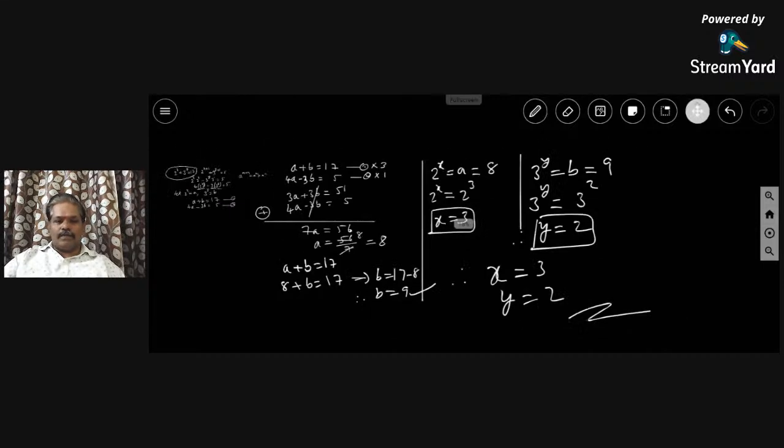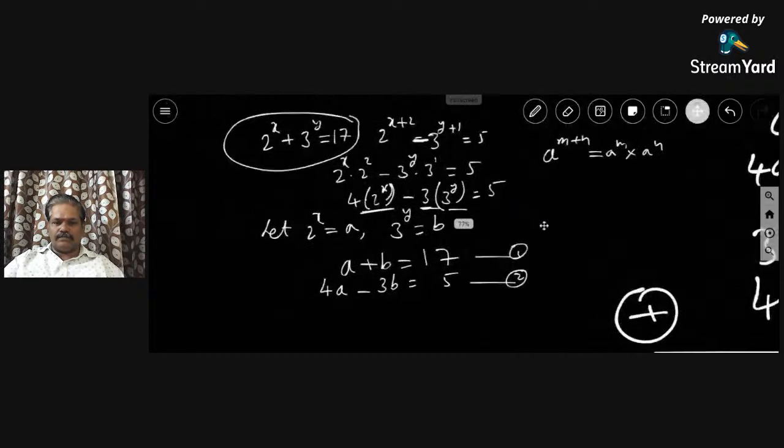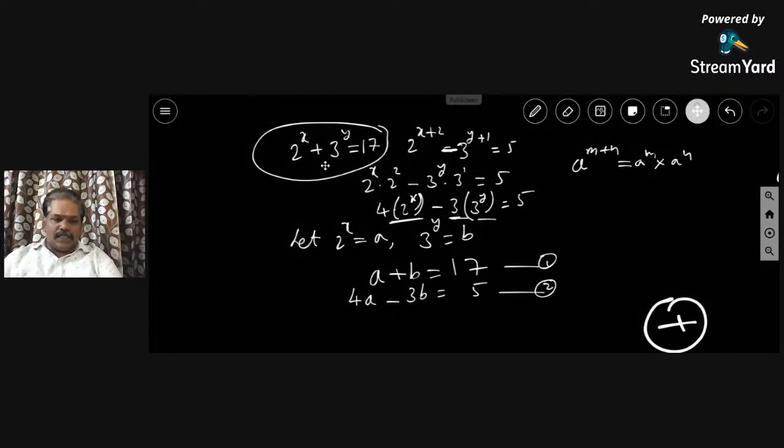From the starting, I'll try to explain the whole sum once again. The given equation is 2 to the power of x plus 3 to the power of y equal to 17, and the second equation is 2 to the power of x plus 2 minus 3 to the power of y plus 1 equal to 5. So the second equation can be simplified as 2 to the power of x into 2 square minus 3 to the power of y into 3 equal to 5. That is, 2 square can be written as 4, and 3 into 3 to the power of y, equal to 5.